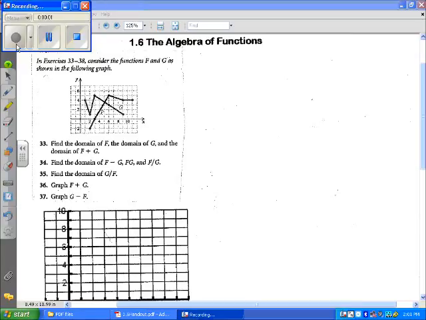Look at section 1.6, problems 33 through 35 in this video. Okay, so let's start with number 33. Number 33 starts off with asking for the domain of f. Remember, the domain is the x value, so let's highlight the function f in blue.